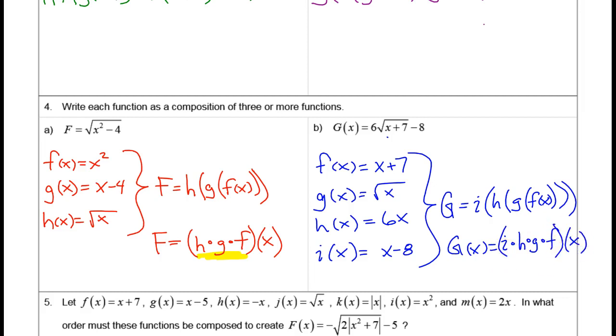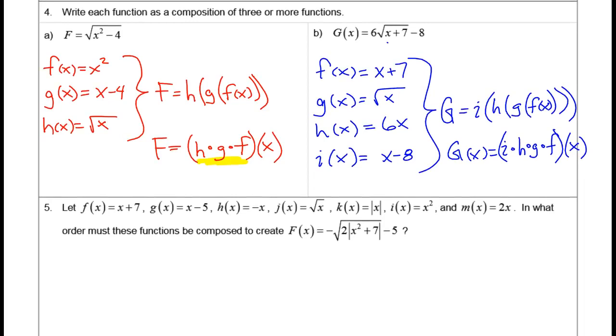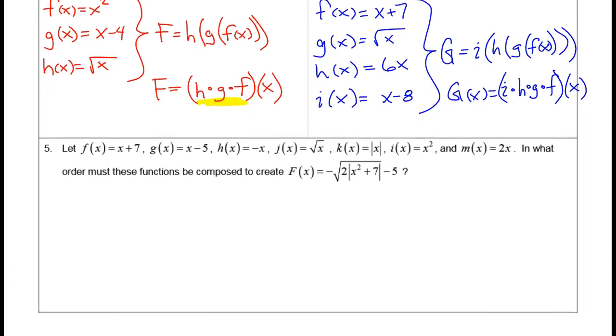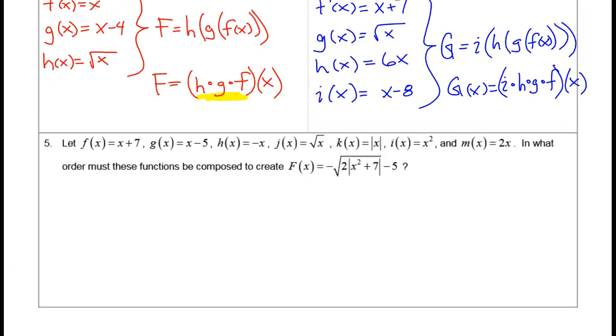Okay, there is the function g of x, which is, in this case, a composition of 4 different functions. That's the way I showed that one, and you might have had a couple different ways you could do that with 3 functions. Let's move on here to question 5, our 5th and final question for this set of notes.